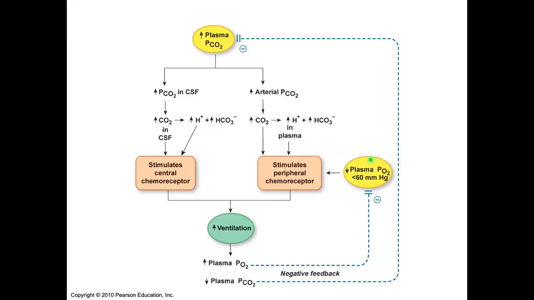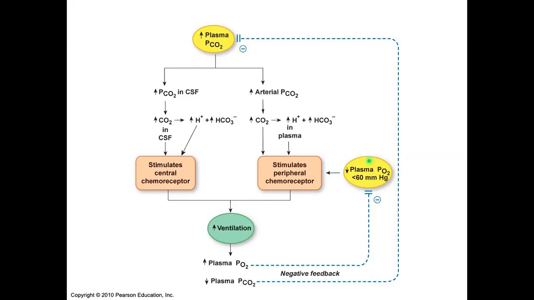Let's take a look though at low oxygen levels. If you have low oxygen levels, less than 60 millimeters of mercury, that's also going to stimulate your peripheral chemoreceptors for you to take a breath. Okay, so again, this isn't your primary mechanism to breathe, it's your secondary mechanism to breathe.